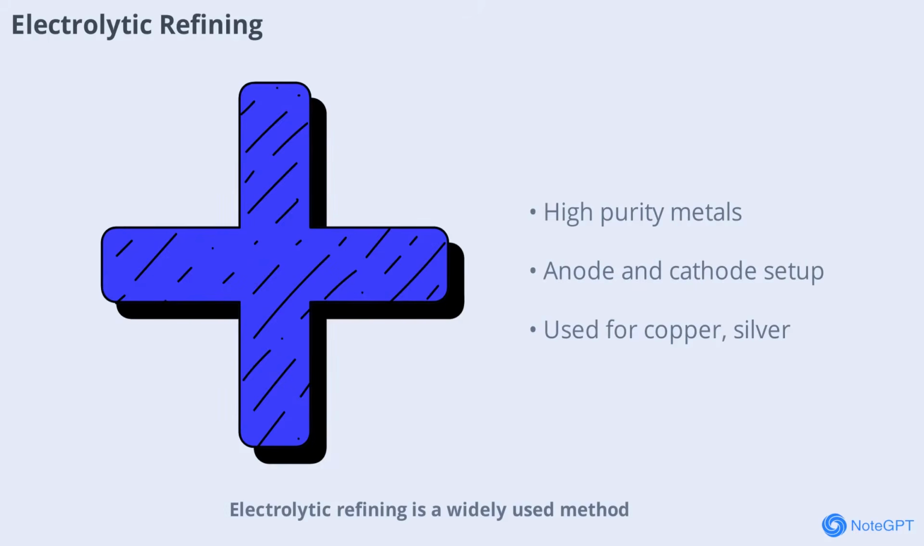Electrolytic refining is a widely used method for purifying metals like copper and silver. The impure metal is made the anode, and a thin sheet of pure metal is the cathode. When electricity is passed through the electrolyte, pure metal deposits on the cathode while impurities fall off as anode mud. This method produces metals of extremely high purity, essential for electrical and electronic applications.